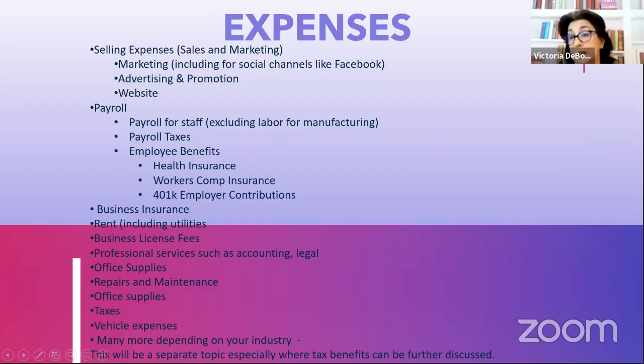You might have 1099 contractors in here as well. But this is payroll for staff, not including labor if you're in manufacturing. With staff, you have to pay your FICA payroll taxes. You may have to pay unemployment taxes to your state. You may have to pay workers' comp, which is under benefits, health insurance, and 401k contributions.